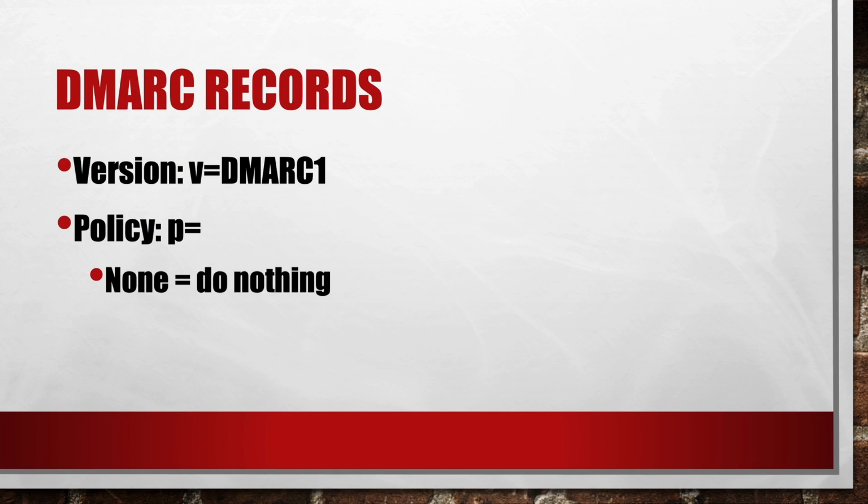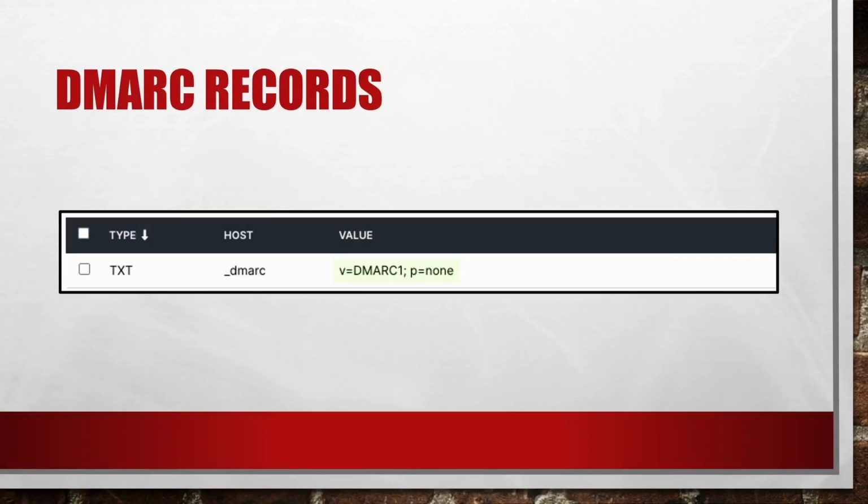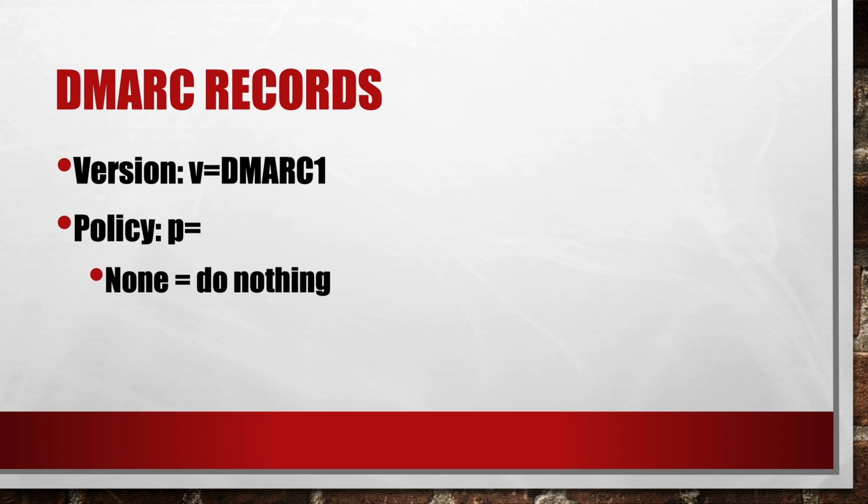And the first policy is none. So it might be V equals DMARC1. You saw that right here. V equals DMARC1, semicolon, space, P equals none. This is the version. This is the policy. The version is not going to be different. It's always the same. The policy, you get to make a decision about.